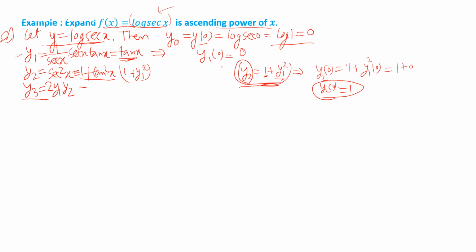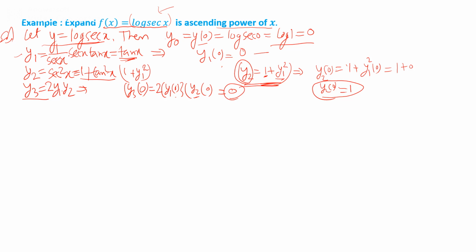Now at 0, y3 at 0 is equal to 2 times y1 at 0 into y2 at 0. Here you already found y1 at 0 and y2 at 0. So y1 at 0 is 0, into y2 at 0 is 1, so we get 0. So y3 at 0 is 0.